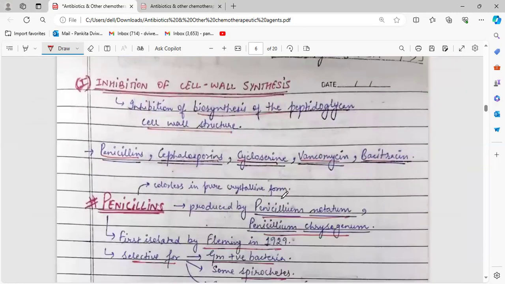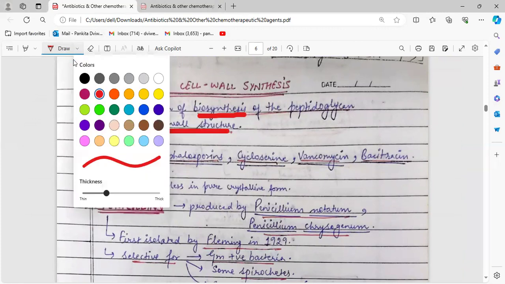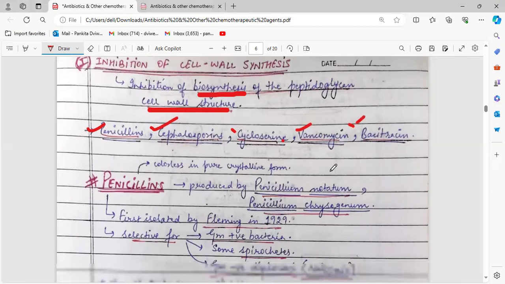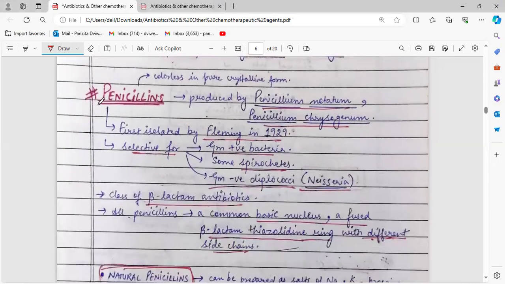So firstly, talking about the inhibition of cell wall synthesis. In this case, the antibiotics inhibit the biosynthesis of the peptidoglycan cell wall structure. The examples of the antibiotics that function through the inhibition of cell wall synthesis are penicillin, cephalosporin, cycloserine, vancomycin, and bacitracin. Firstly, talking about penicillin.